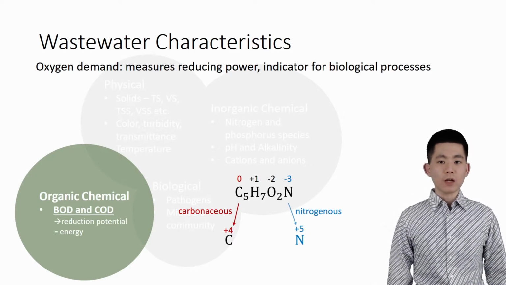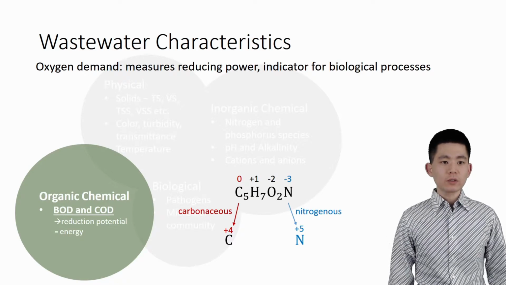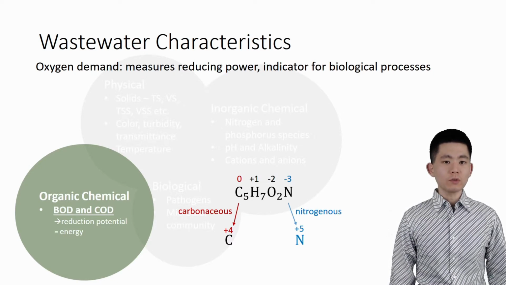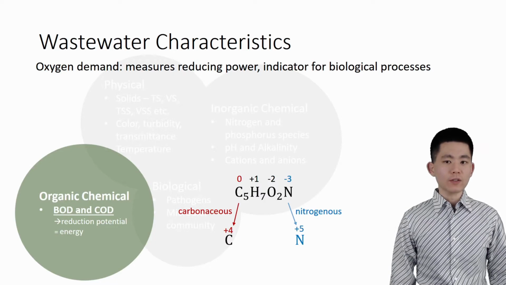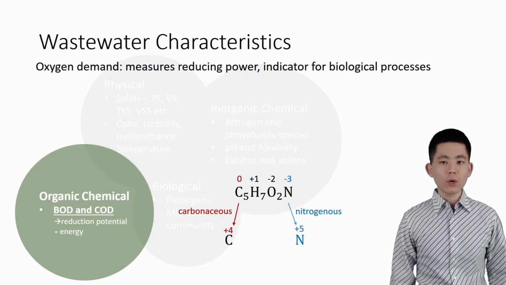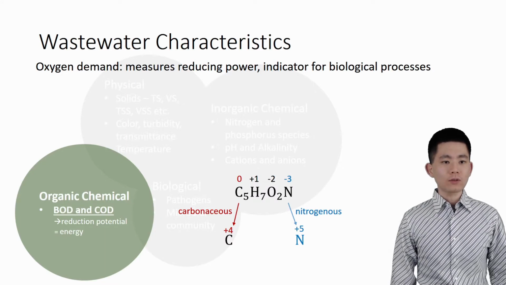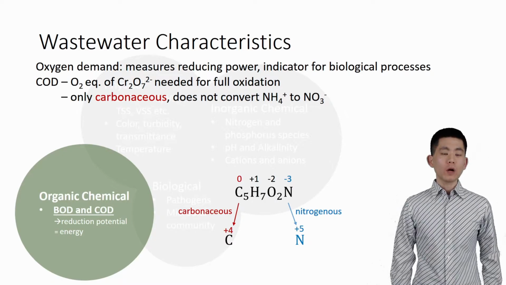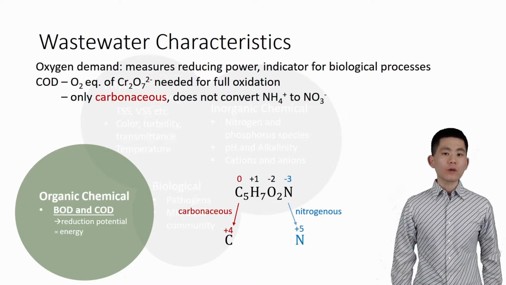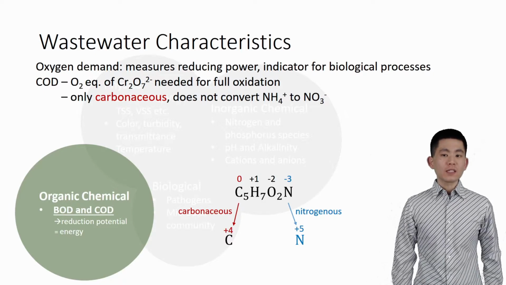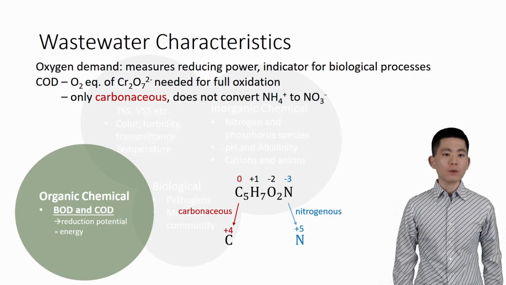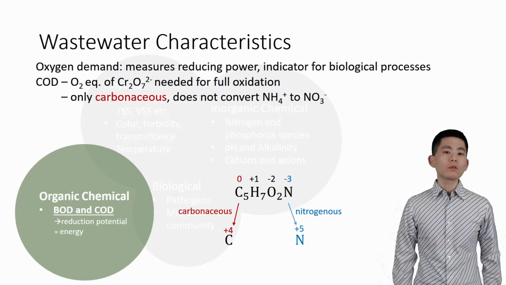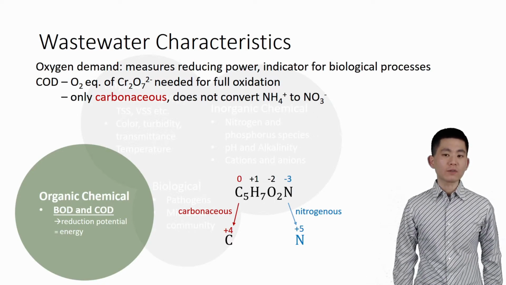The carbonaceous oxygen demand is the oxygen needed to oxidize the organic carbon to CO2, or carbon with the +4 oxidation state. The nitrogenous oxygen demand is the oxygen needed to oxidize organic nitrogen or ammonia to nitrate, or nitrogen with a +5 oxidation state. COD, or chemical oxygen demand, is the oxygen equivalent of dichromate that's needed to fully oxidize the organic carbon chemically. It is only carbonaceous as it does not convert ammonia to nitrate.